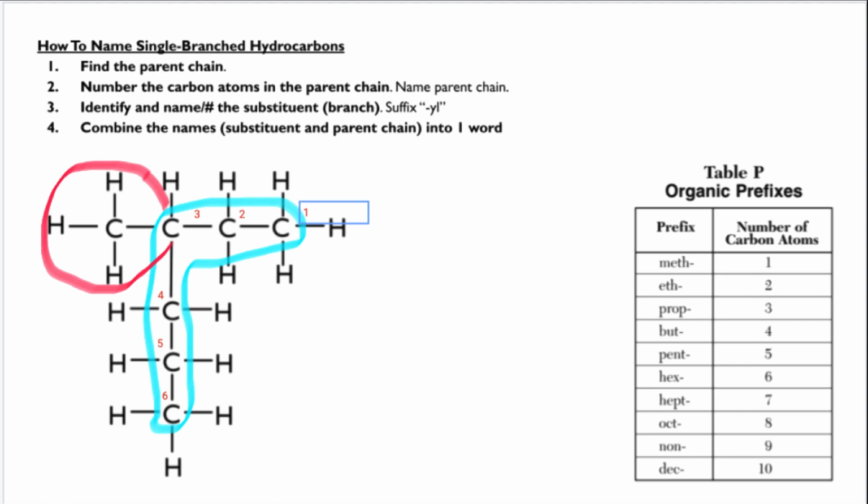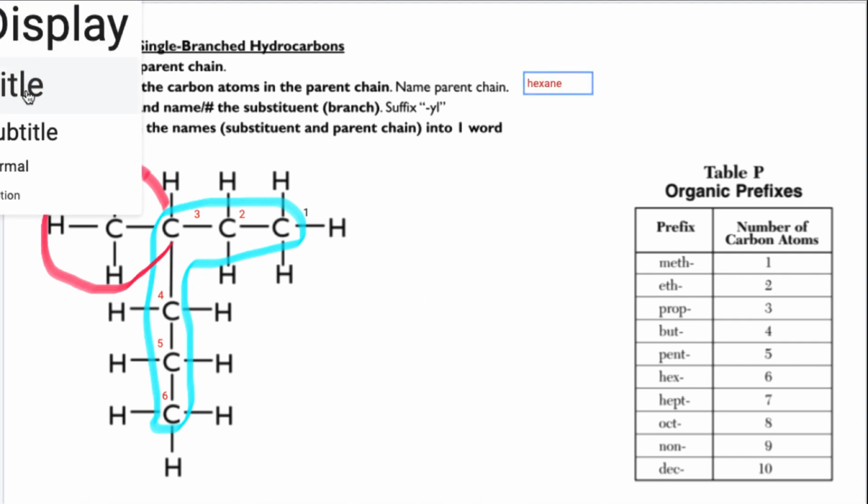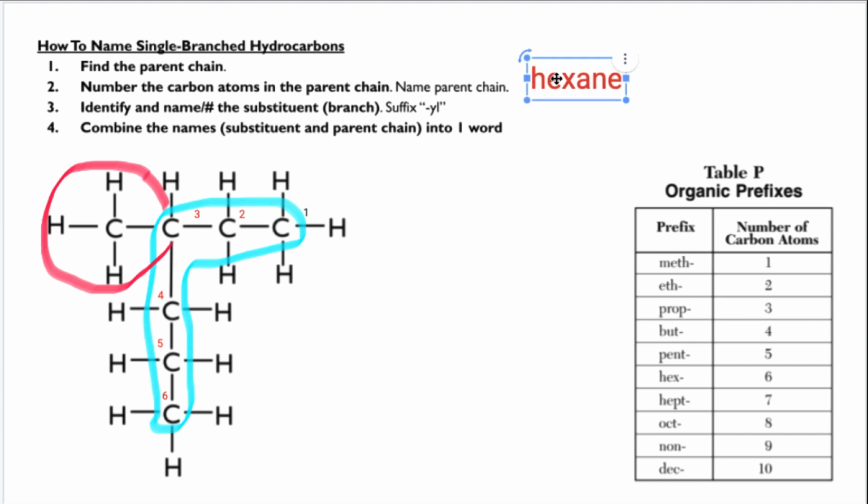Next, I need to name my parent chain. So I am going to name my parent chain based on the number of carbons there are in the parent chain. So I have 1, 2, 3, 4, 5, 6 in my longest parent chain. That means my parent chain name will be hexane, right? That's not the full name of my compound here, but that is the name of my parent chain, hexane.